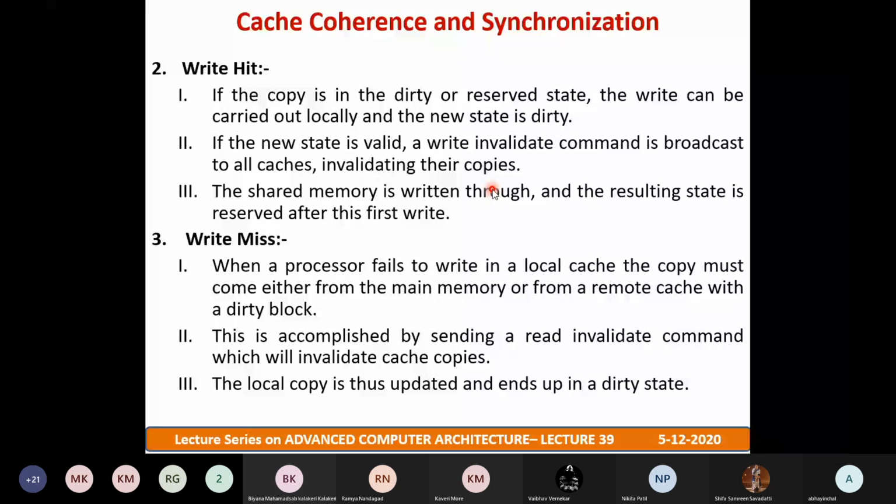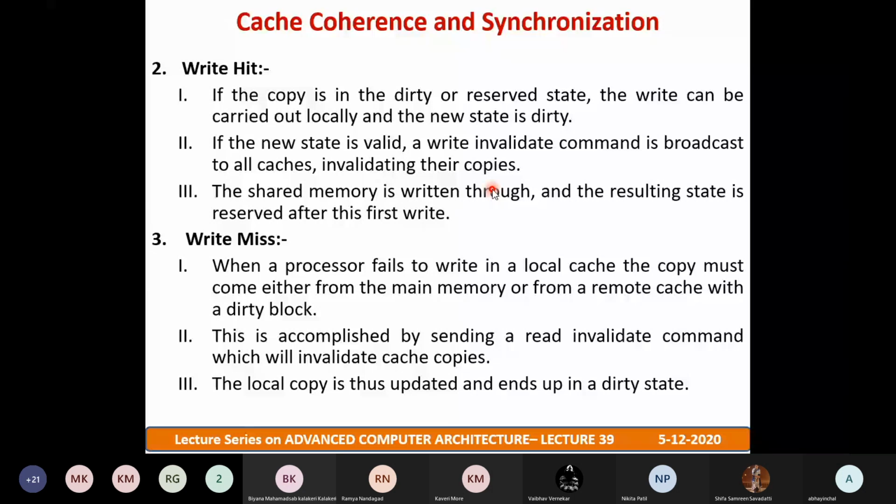The shared memory is written through, and the resulting state is reserved after this first write. So, if it is invalid, then it is going to be written through to the shared memory also, and the new state is going to be reserved after this first write. So, what will happen if a write miss occurs? When a processor fails to write in a local cache, the copy must either come from the main memory or from a remote cache with a dirty block.